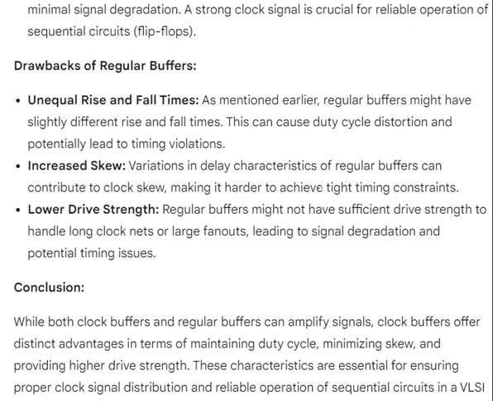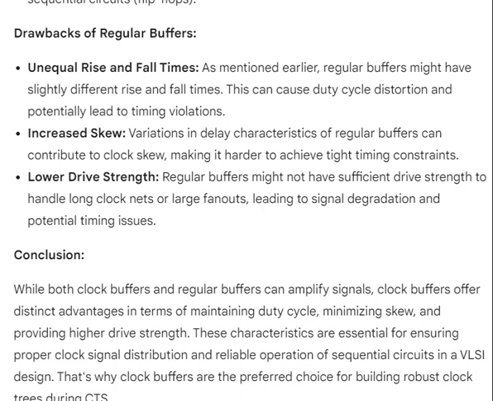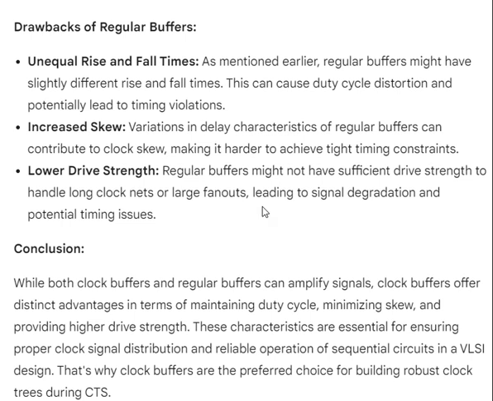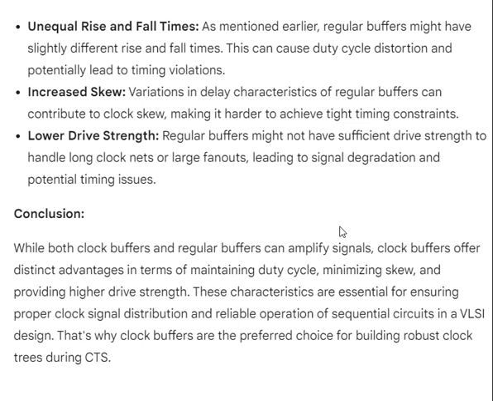Drawbacks of regular buffers. Unequal rise and fall times. As mentioned earlier, regular buffers might have slightly different rise and fall times. This can cause duty cycle distortion and potentially lead to timing violations. Increased skew. Variations in delay characteristics of regular buffers can contribute to clock skew, making it harder to achieve tight timing constraints. Lower drive strength. Regular buffers might not have sufficient drive strength to handle long clock nets or large fanouts, leading to signal degradation and potential timing issues.